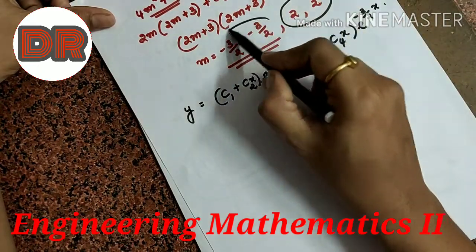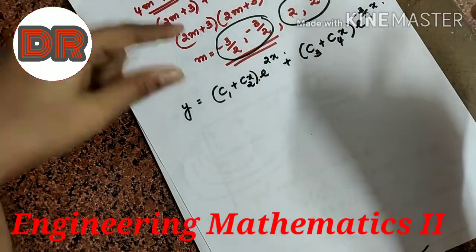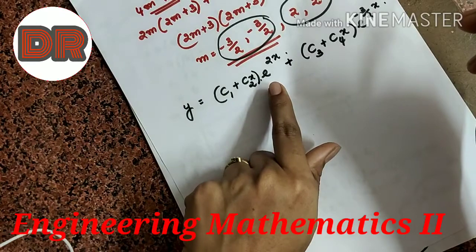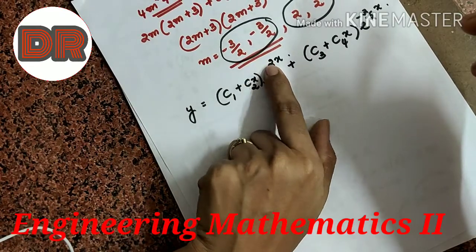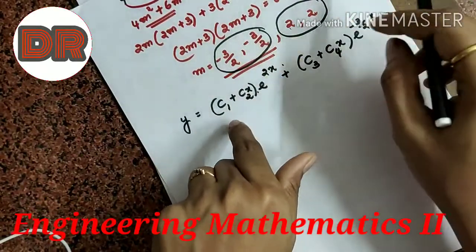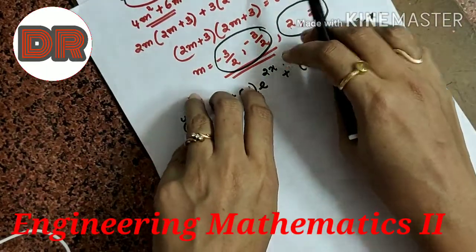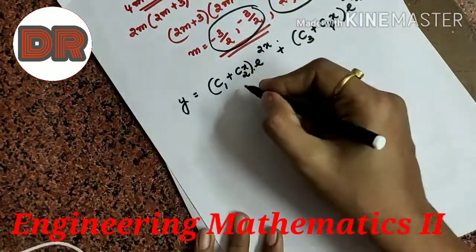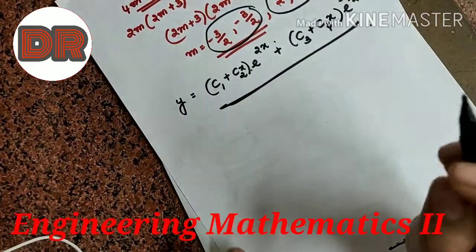So these are the same roots. So we are using C1 plus C2 x e to the power that root into x, and since we have the other root real and repeated, twice we are using the same thing. So this is the solution. Thank you.